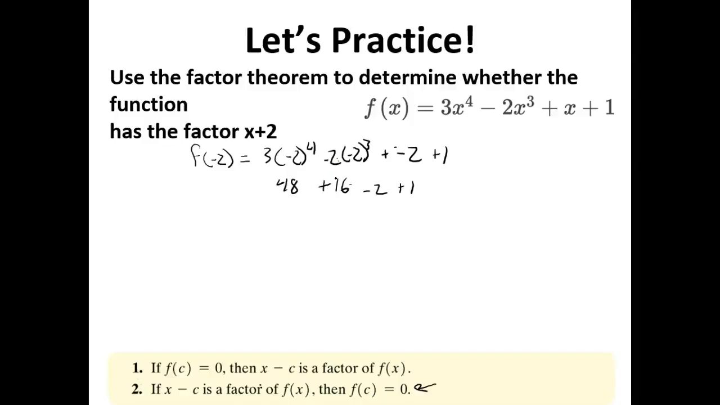48 plus 16 should be 64. 64 minus 2 is 62, plus 1 is 63. So when we put negative 2 in, we get out a value of 63, which means we did not get 0, so the x plus 2 is not a factor.